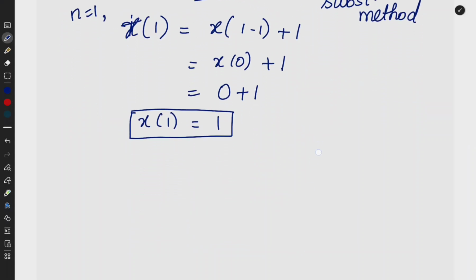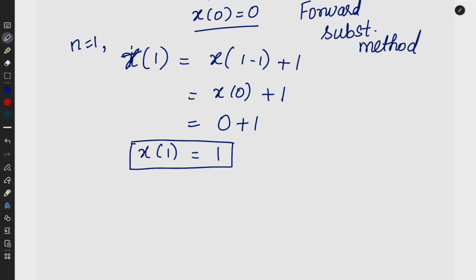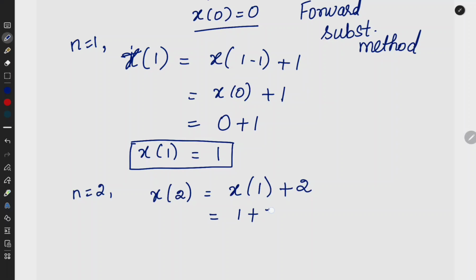Now this is a forward substitution method. So we have to apply n is equal to 1, 2, 3, 4 like that. So n is equal to 2. So x of 2 is equal to x of 2 minus 1 is 1 plus 2. So x of 1 value is 1. So 1 plus 2. So x of 2 is 3.